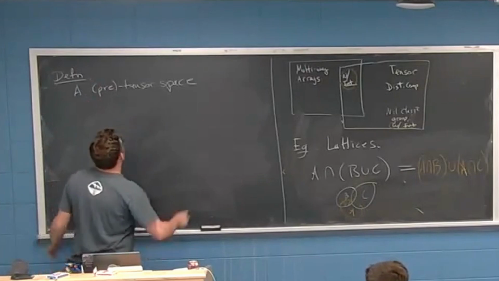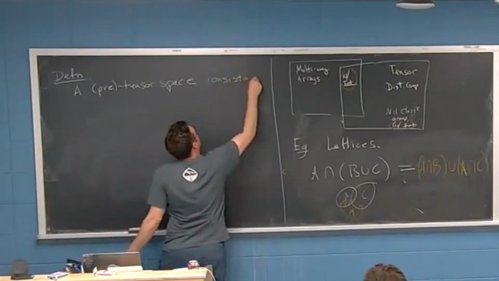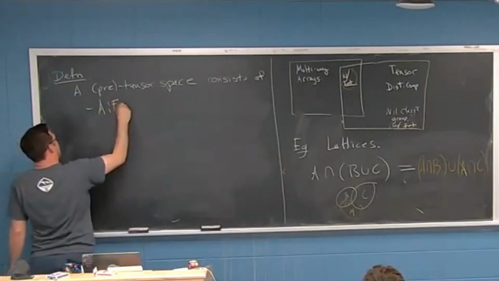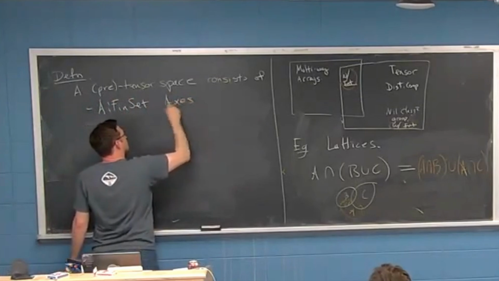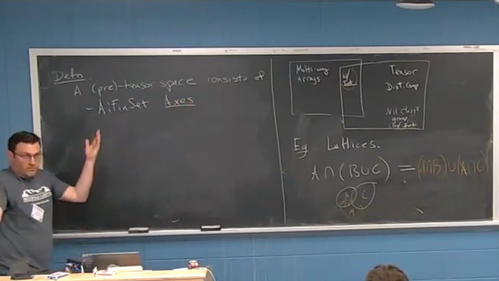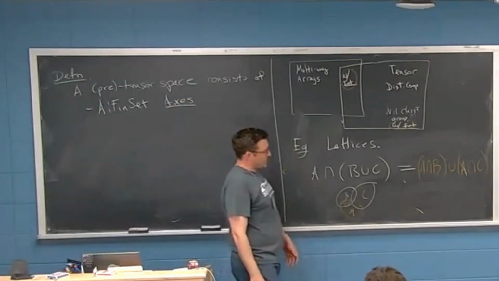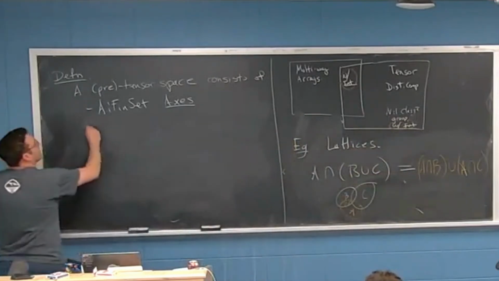So a tensor space will consist of some finite set. These will be my axes. The elements will be axes. So just whatever sets you want. They could be labels of movies. They could be demographics. They could be resistors, or I don't know, whatever thing your data is about.